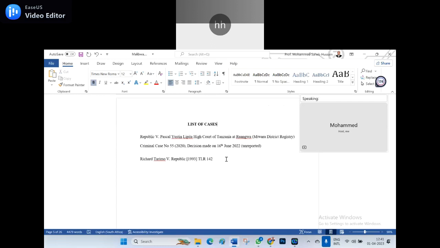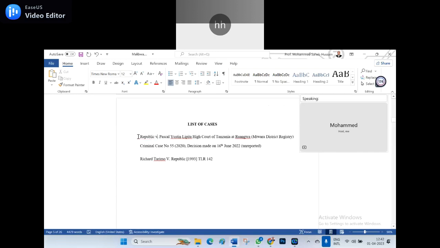It is an unreported case. If it is an unreported case, you have to write unreported within the parentheses. Then you have to write also whether the High Court has dealt or the Court of Appeal has dealt. And what is the case number? Case number also you did not write. And whenever you write versus, it should be in small letters. This is the new style.